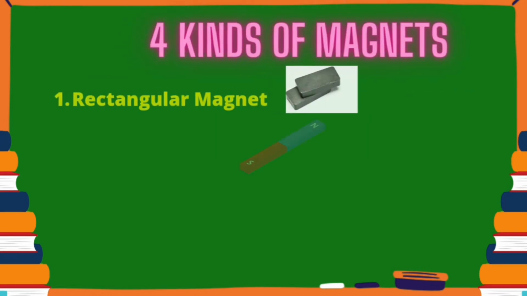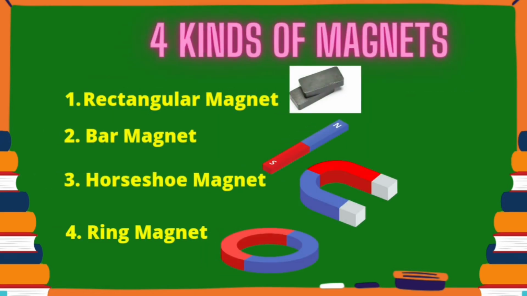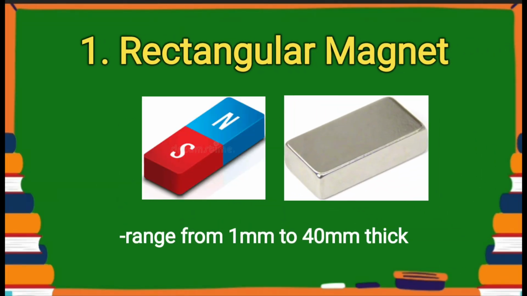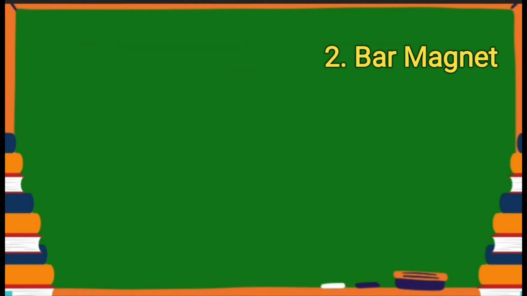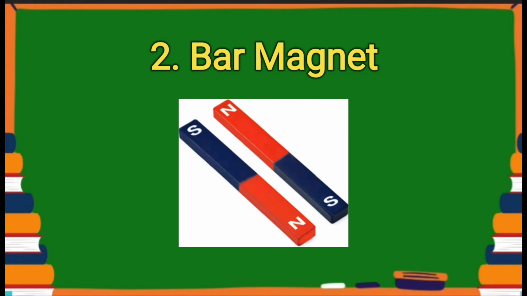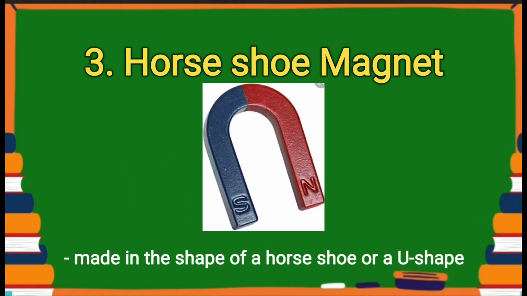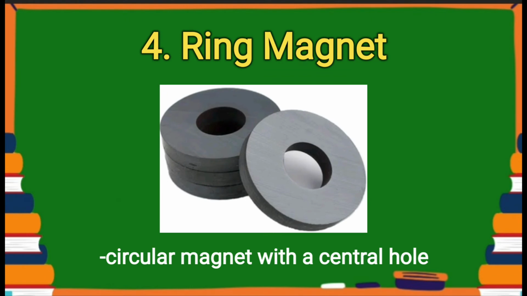The following are the four widely used kinds of magnets. First is rectangular magnet. These magnets range from 1 mm to 40 mm thick. Second is bar magnets. Magnets that are like those we used in our activities. Next, horseshoe magnets. These are made in the shape of a horseshoe or a U shape. Next is ring magnets. These are circular magnets with a hole at the center.